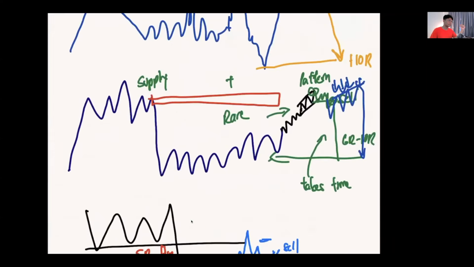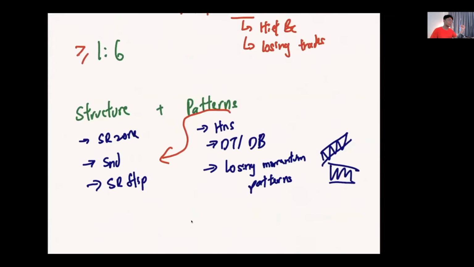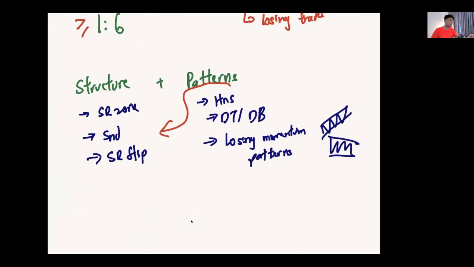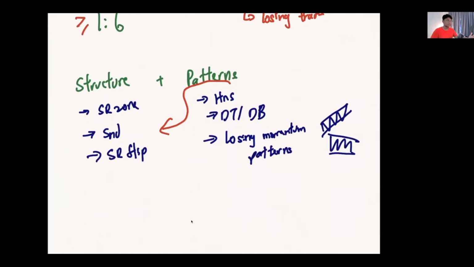Now remember that it takes time for this type of setup to form, and it's incredibly rare. You may see this a few times a year, but not every week. And you may have to hold longer, right? You may need multiple entries just to get that one big win. Now, it's incredibly easy because all you need is just a structure and a pattern for you to be able to capitalize on a big win. Let me show you on the chart so that you have a better understanding and you can see how powerful it is.